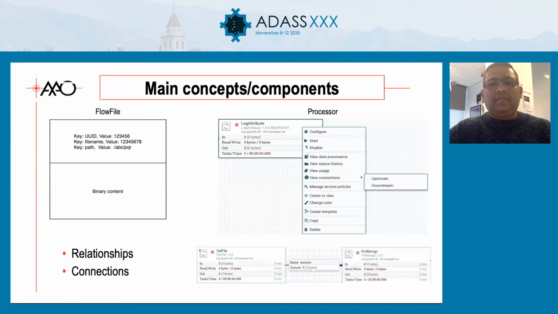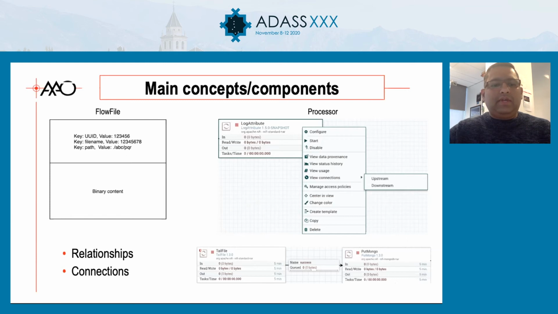And then we have processors. Processors are the components that consume the data that comes in, process, manipulate, add attributes, etc., and then route the files to different processors or terminate those flow files.